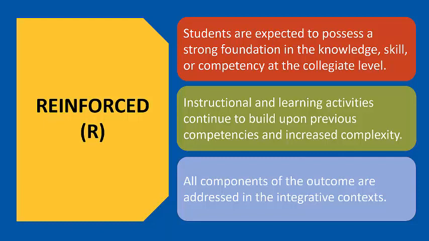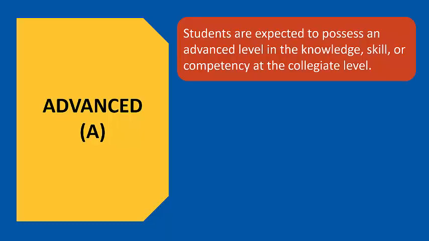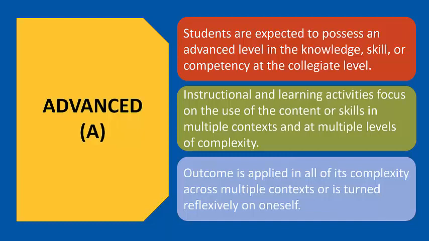And finally, at the advanced level, students are expected to possess an advanced level in the knowledge, skill, or competency at the collegiate level. Instructional and learning activities focus on the use of content or skills in multiple contexts and at multiple levels of complexity. And finally, the outcome is applied in all of its complexity across multiple contexts or is turned reflexively on oneself.